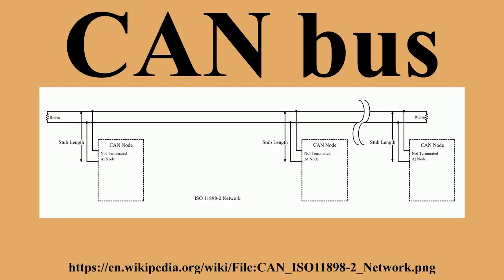Overload flag consists of 6 dominant bits. The overall form corresponds to that of the active error flag. The overload flag's form destroys the fixed form of the intermission field. As a consequence, all other stations also detect an overload condition and on their part start transmission of an overload flag. Overload delimiter consists of 8 recessive bits. The overload delimiter is of the same form as the error delimiter.